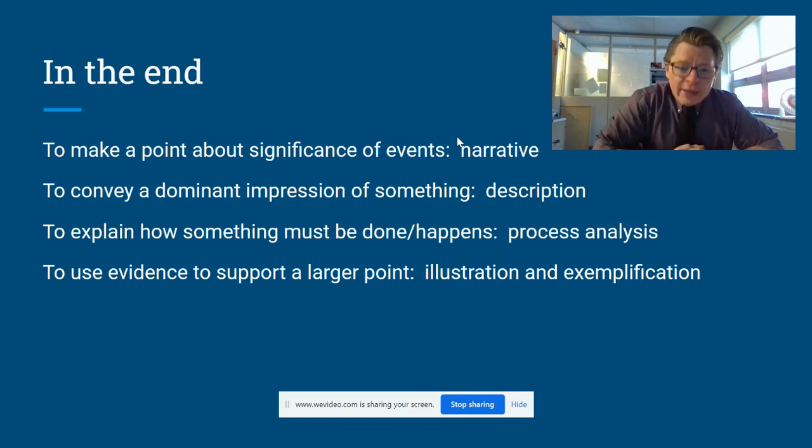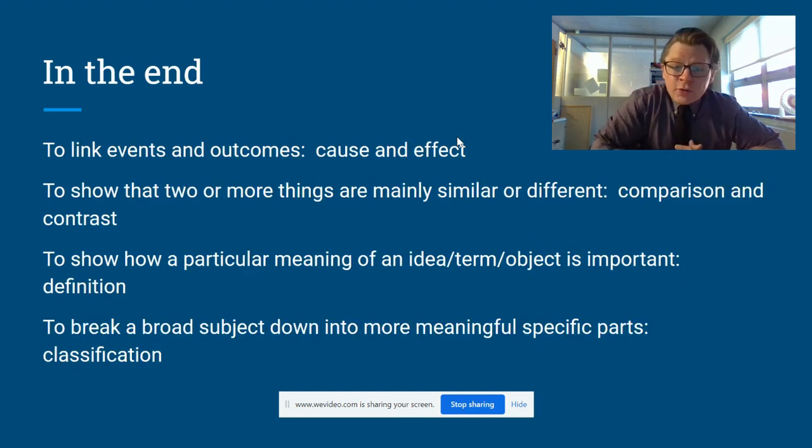So then, if we need to make a point about the significance of events, we narrate. If we need to convey a dominant impression of something, we describe. If we need to explain how something must be done or must happen, we use process analysis. If we need to use evidence to support a larger point, we use illustration and exemplification. If we need to link events and outcomes, we use cause and effect.